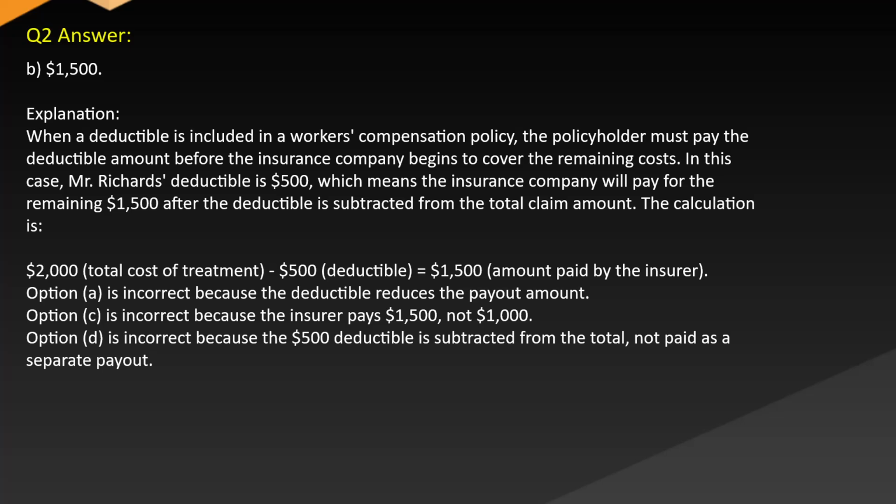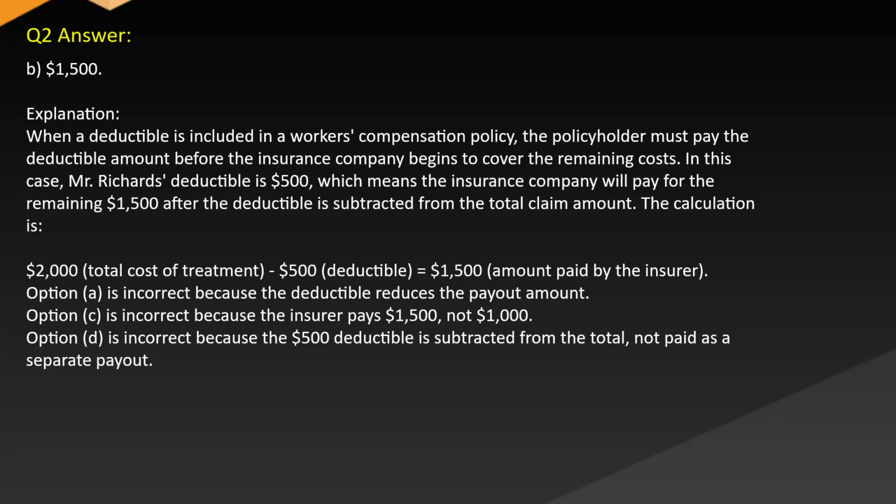Answer. B. $1,500. Explanation. When a deductible is included in a workers' compensation policy, the policyholder must pay the deductible amount before the insurance company begins to cover the remaining costs. In this case, Mr. Richards' deductible is $500, which means the insurance company will pay for the remaining $1,500 after the deductible is subtracted from the total claim amount. The calculation is $2,000 total cost of treatment minus $500 deductible equals $1,500 amount paid by the insurer.